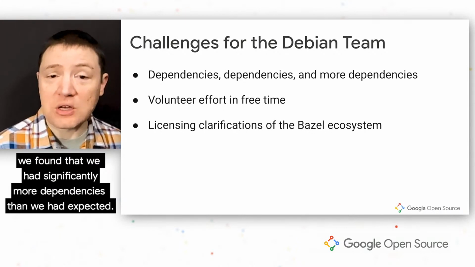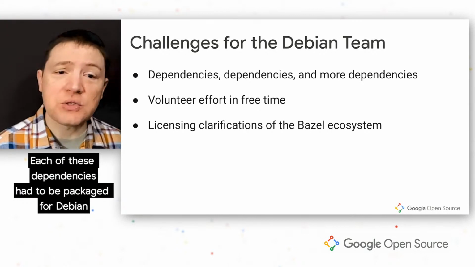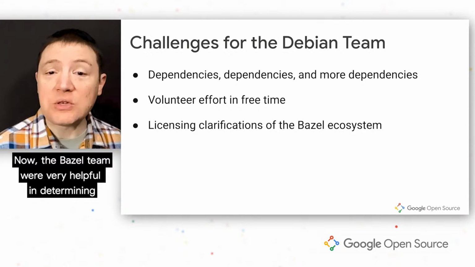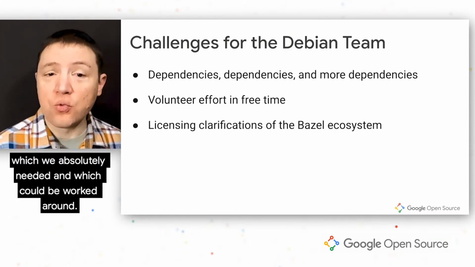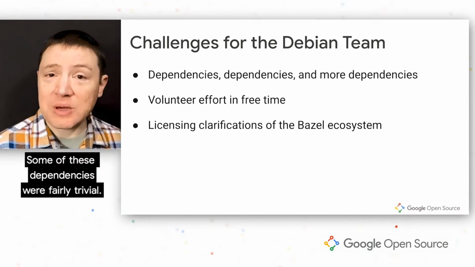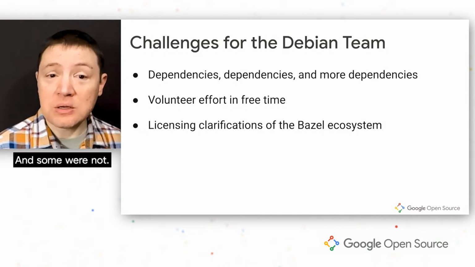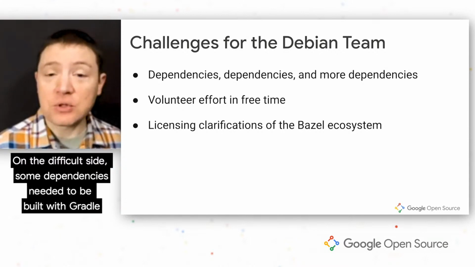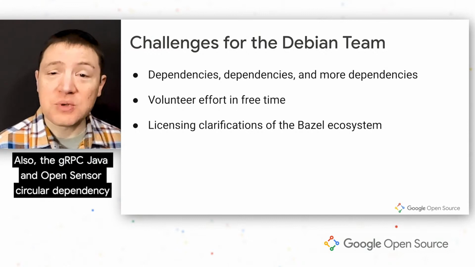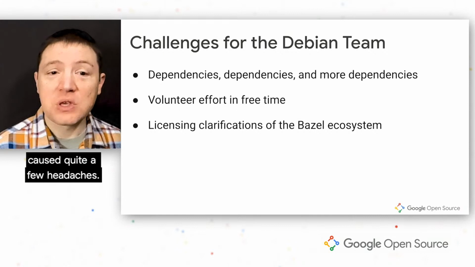Regarding some specific challenges that the Debian team took the lead on, we found that we had significantly more dependencies than we had expected. Each of these dependencies had to be packaged for Debian before we could package Bazel. Now, the Bazel team was very helpful in determining which were absolutely needed and which could be worked around. Some of these dependencies were fairly trivial, and some were not. On the difficult side, some dependencies needed to be built with Gradle, which is not very well supported in Debian, to say the least. Also, the gRPC Java and OpenCensus circular dependency caused quite a few headaches.